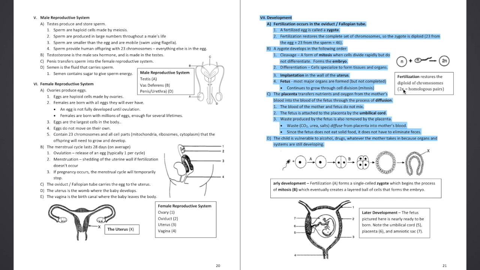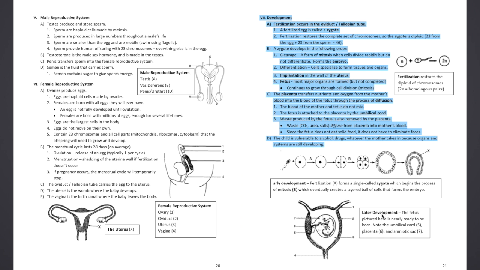Fertilization restores the diploid number of chromosomes. 2N equals homologous pairs. So 1 from egg, 1 from sperm, 2N. Early development. Fertilization, A, forms a single-celled zygote, which begins the process of mitosis, B, which eventually creates a layered ball of cells that forms the embryo.